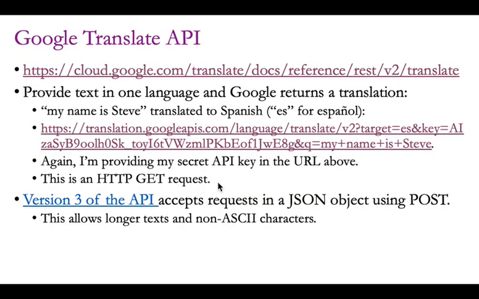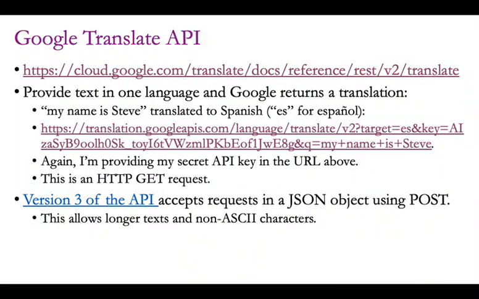There's a different version of this API, just as a side note, which is a little more complicated, because you notice one of the limitations of this API is that the text you're translating is put in the URL. So my name is Steve. But web URLs are limited in size. They can't be more than 2,000 characters or something. It's not clearly specified, but there's a limit of a few thousand characters.